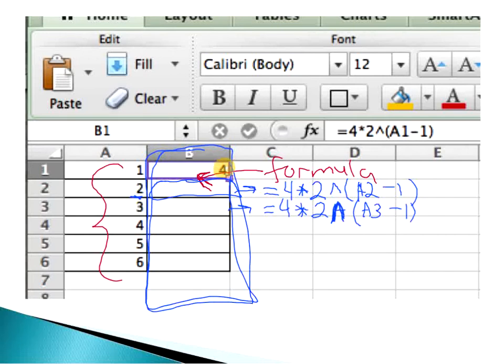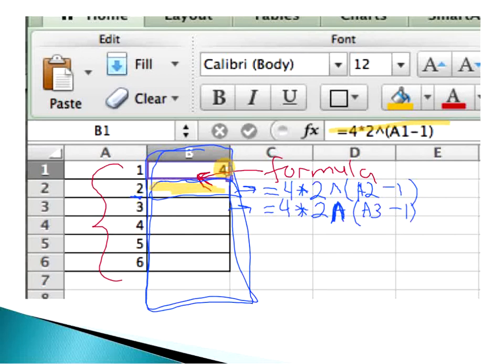Because what's cool, see how my first box has a 4? I know I have it hidden now. My first box has a 4. After I typed in that formula and I hit enter, it gave me the answer. So cool. So after you type in B and you hit enter, guess what's going to pop up there? The answer. Kind of neat.